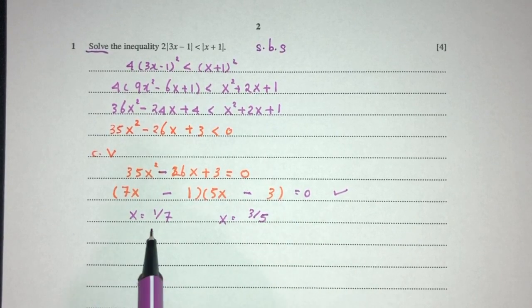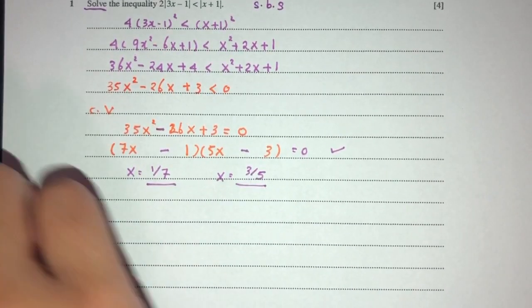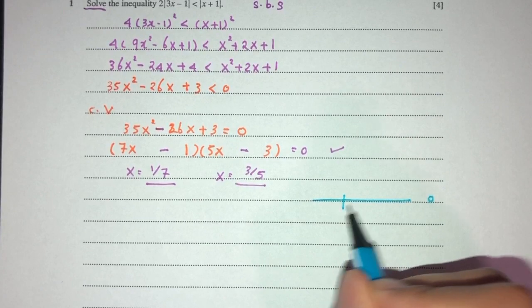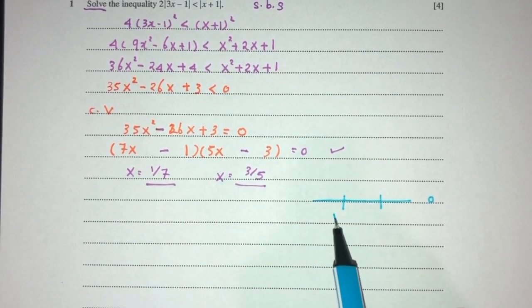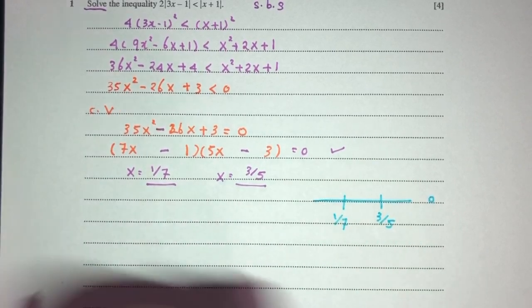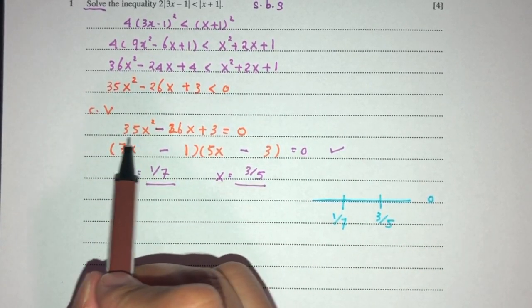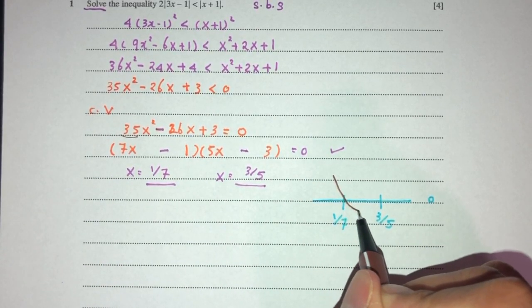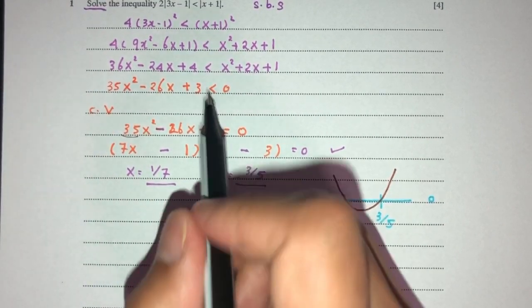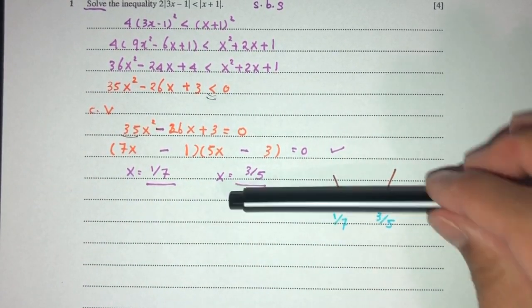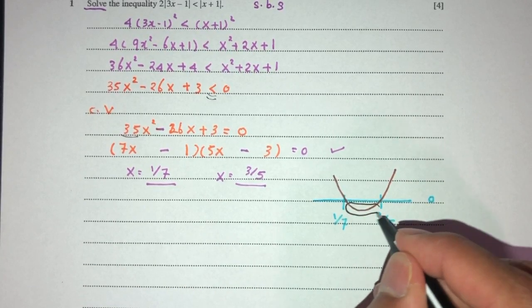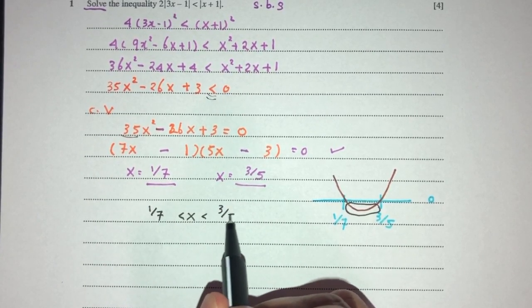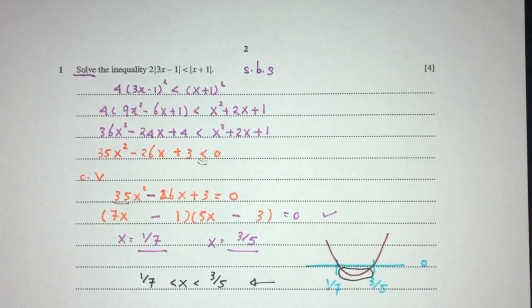So once you have these values, use a number line to find the set of values for x for which these are satisfied. This is the number line over here. The first value should be 1 over 7, and then we have 3 over 5 on this side. Now because the coefficient of x squared is positive, it should be this shape, a minimum curve shape. Now we need this to be less than 0, which is below 0, so it has to be between here. Therefore you would say x is between the value of 1 over 7 and 3 over 5. And this is your answer for question number 1.